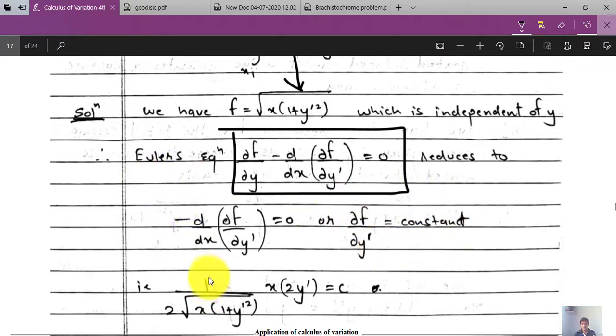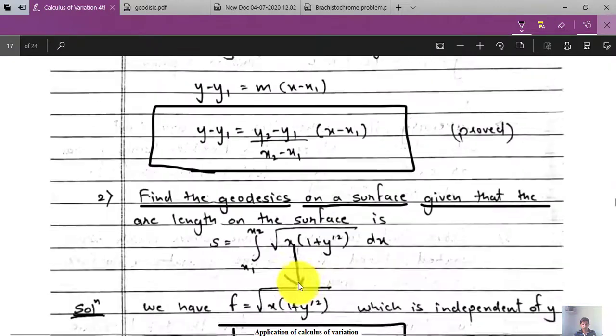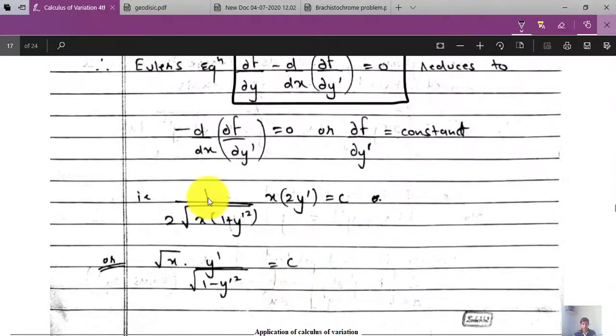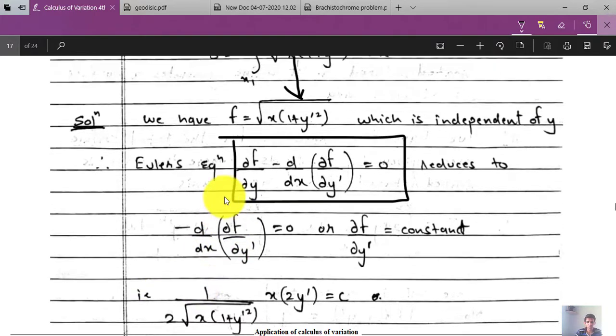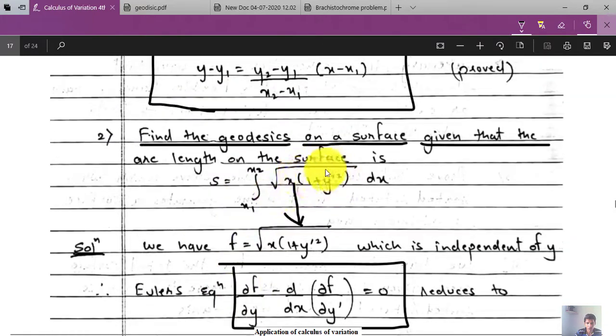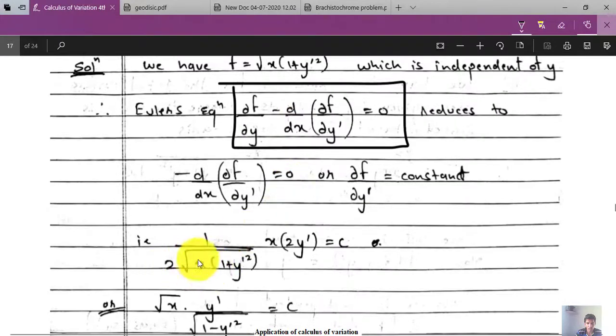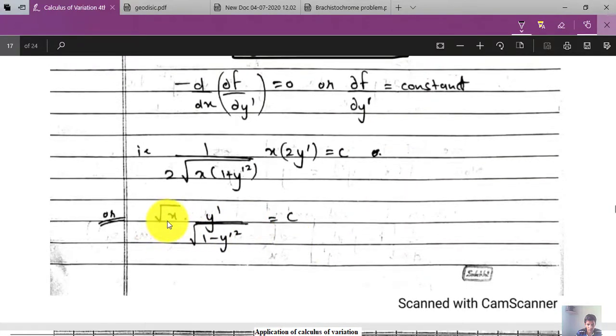Yes, fine. Then what is this? So this turns out to be 1 divided by 2 square root of, here it turns out to be d by dx of dou f by dou y prime. So this is root x, so it is 1 upon 2 root x into 2x y prime equal to c. Therefore taking the square root of x y prime divided by square root of this, the 2 and this 2 get cancelled, and here it is 1 plus y prime square equal to c, right?